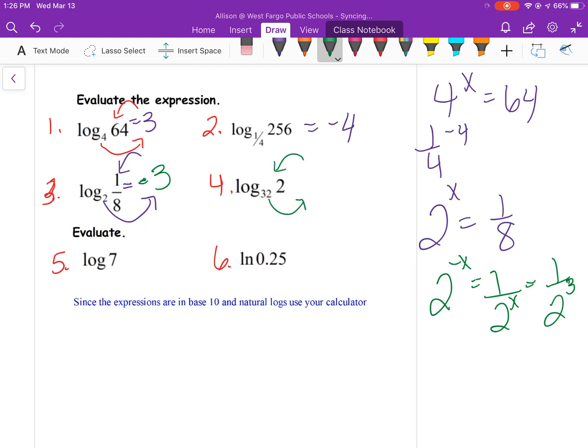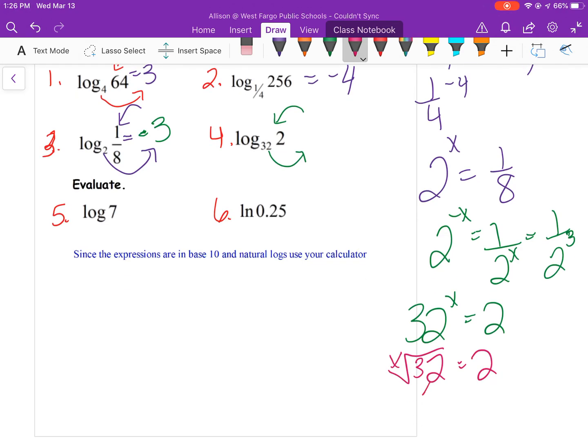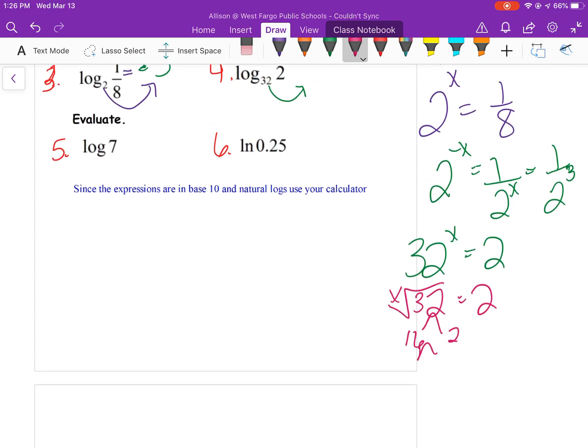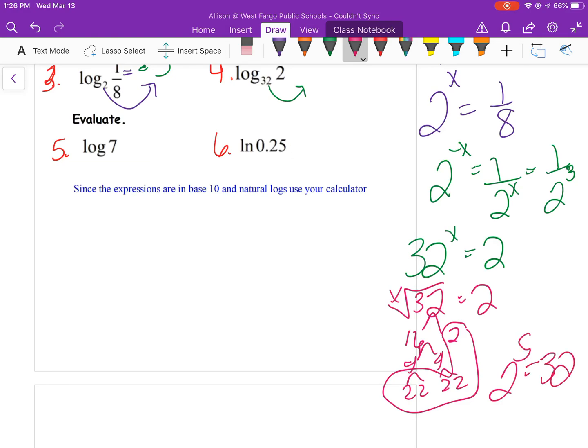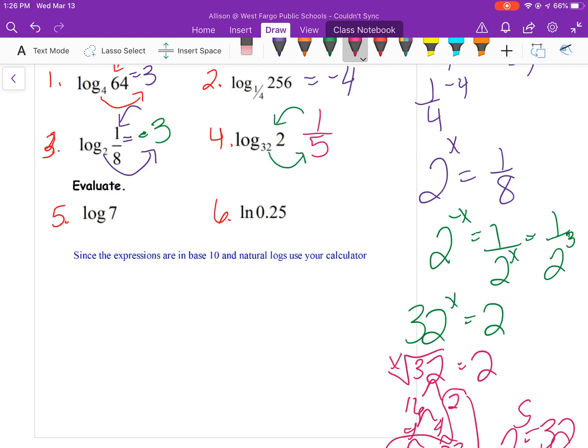32 to what power equals 2? Since I'm going from a large value to a small value, that tells me I need to have a root here. So really I'm thinking, what root of 32 will be 2? So there's 5 2's, I believe, in 32. If you think about 16 and 2, 4 and 4, 2, 2, 2, 2. So there's 5 2's. So 2 to the 5th is 32, or 32 to the 1/5, the 5th root of 32 equals 2. So that's that one.